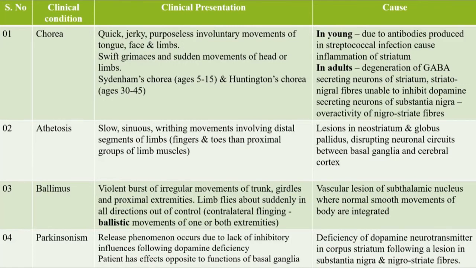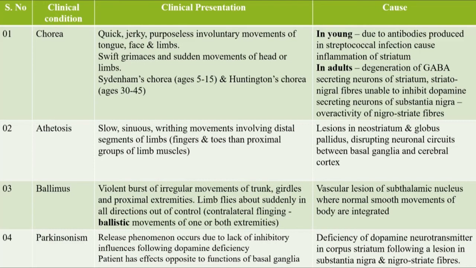Just to compare and contrast the clinical conditions which can occur if basal ganglia is affected in various conditions. So we have the clinical condition, the clinical presentation in a patient, and the cause for it. Chorea: quick, jerky, purposeless, involuntary movements of tongue, face, and limbs. Swift grimaces and sudden movements of head or limbs. The expressions on the face keep on changing, and the patient shows sudden movements of head or limbs.